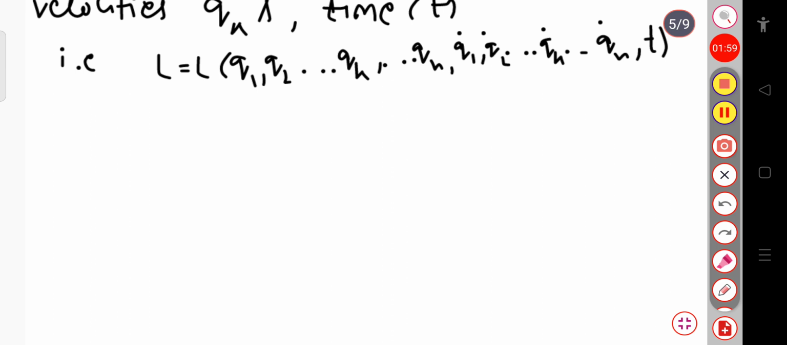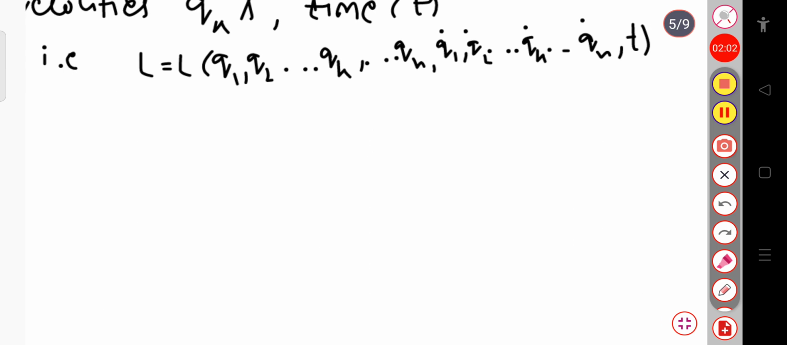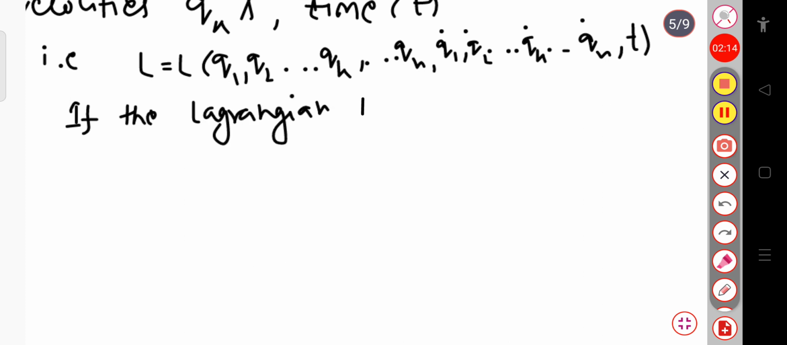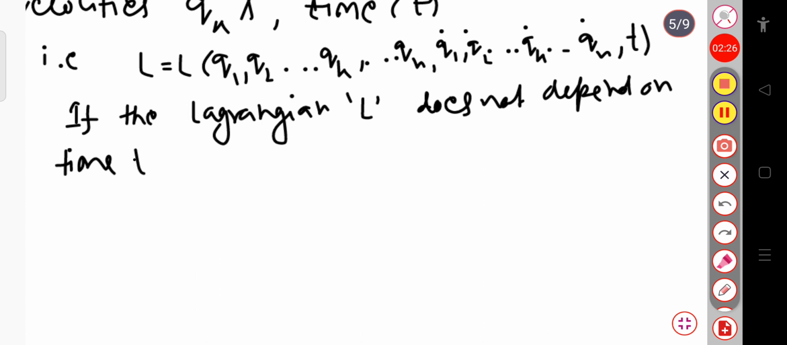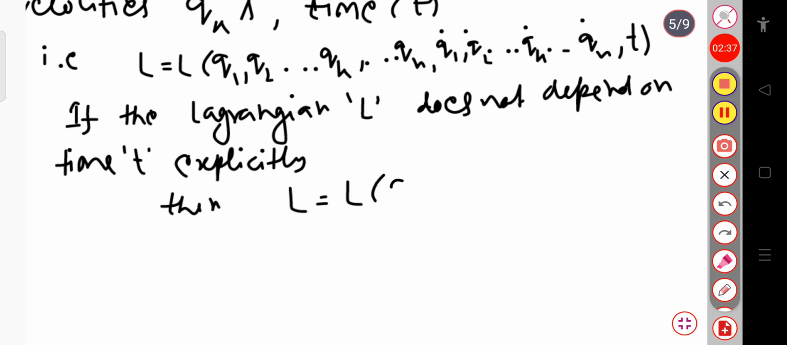Now if I consider this Lagrangian, and the Lagrangian L does not depend on the time t explicitly, then this function can be written as L equal to simply a function of q and q dot. So t is not present in this function.